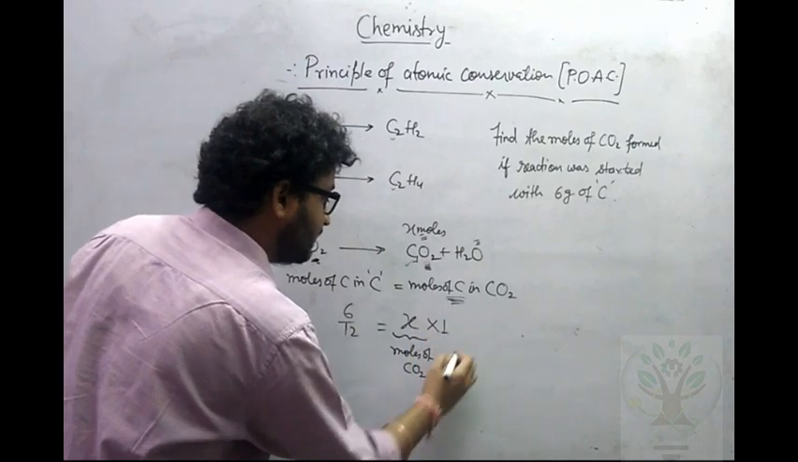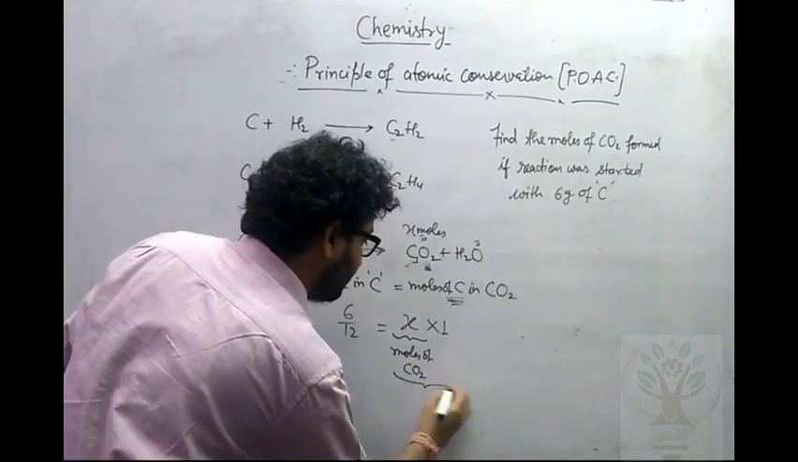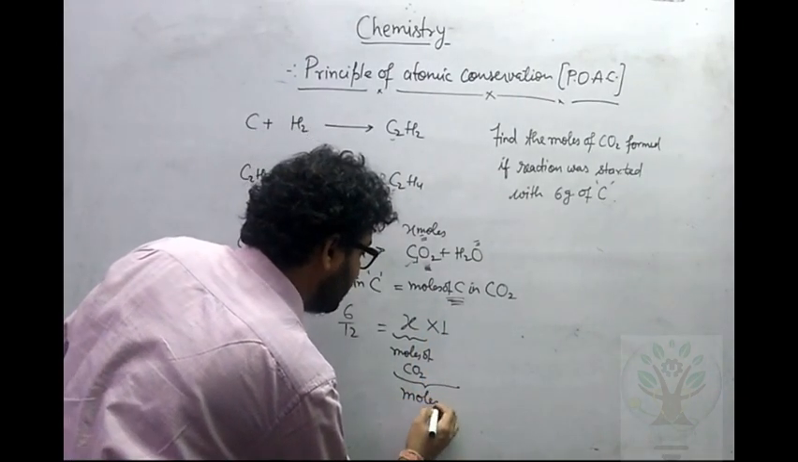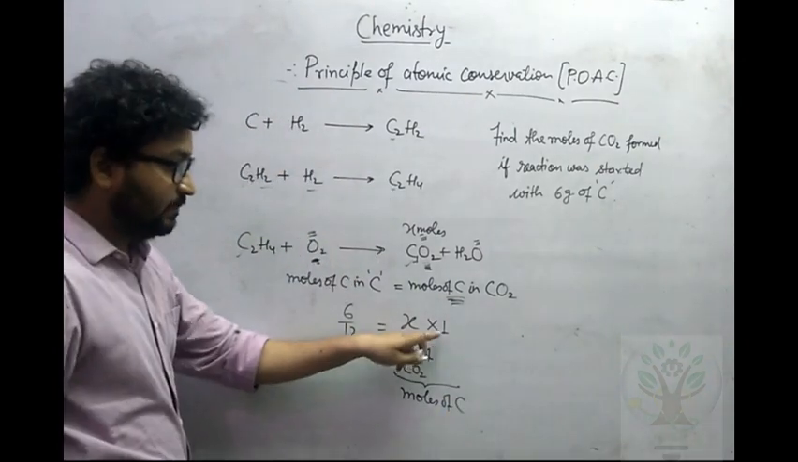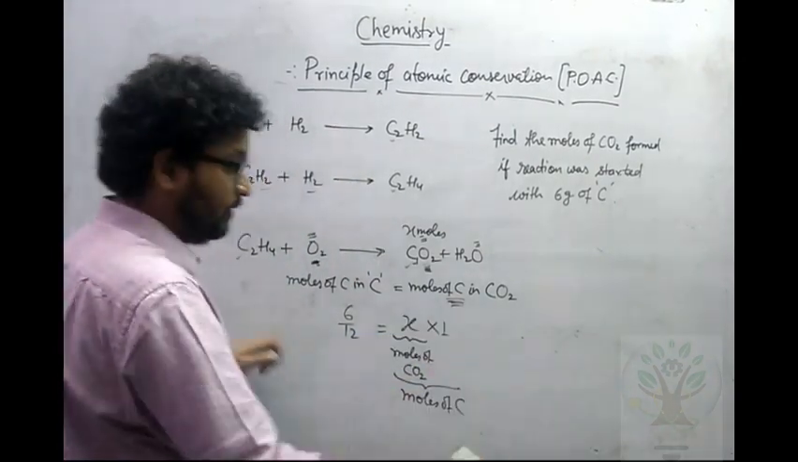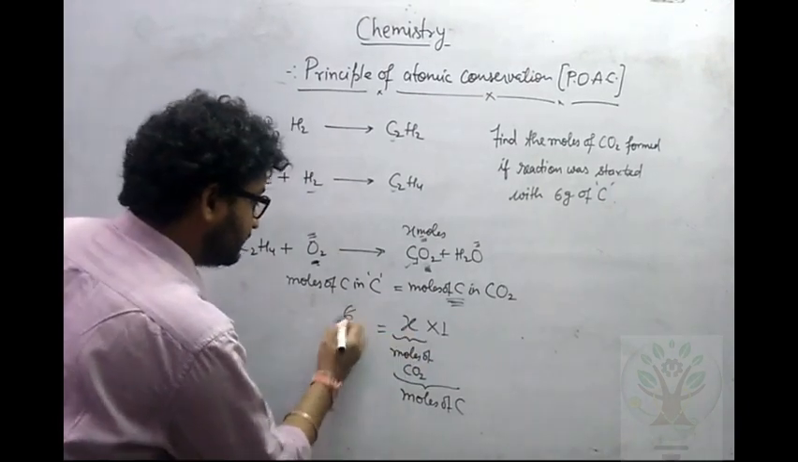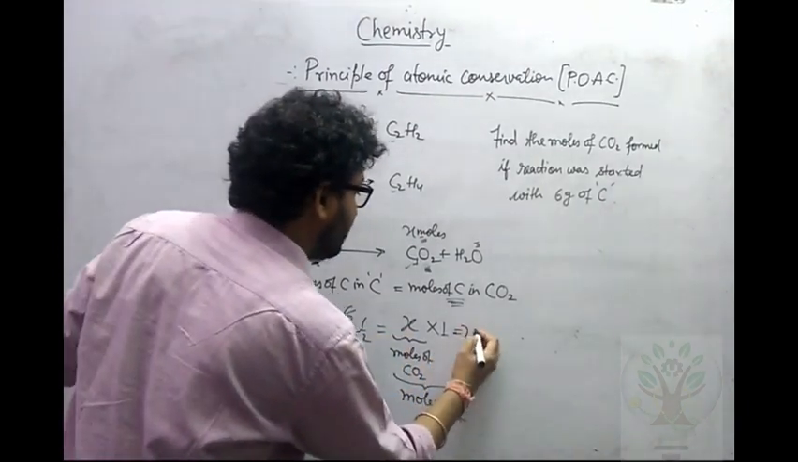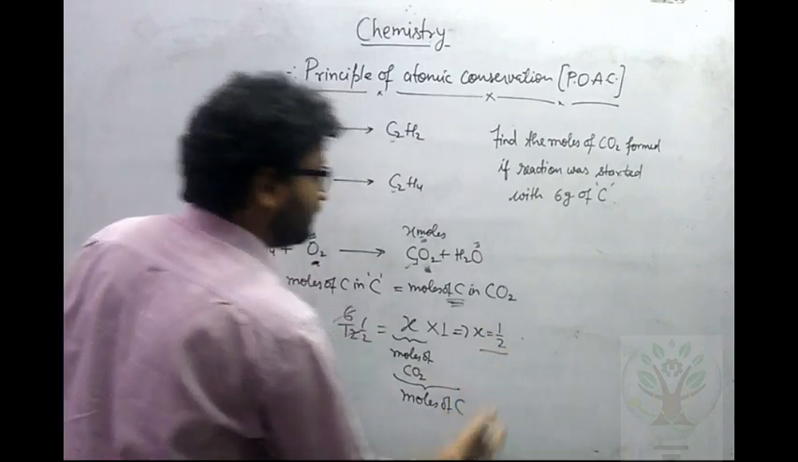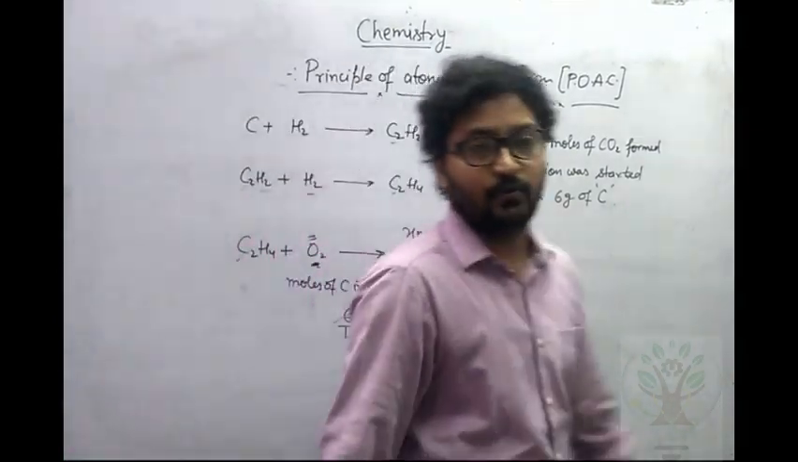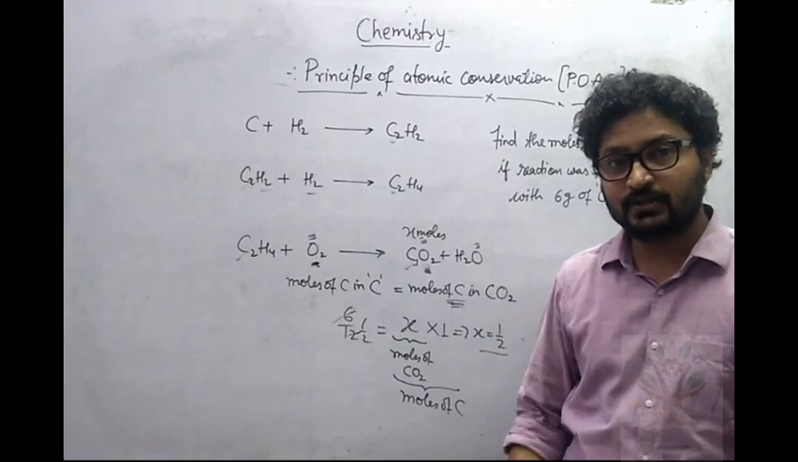So if I multiply this thing by 1, what will I get here? It will be moles of C. If you multiply this X by 2, you will get moles of O. But we are not equating moles of O, we are equating moles of C. So I hope you are getting this, 1 by 2. Now from here, X is equal to half. So you got half moles of CO2. I hope this question is clear to us.